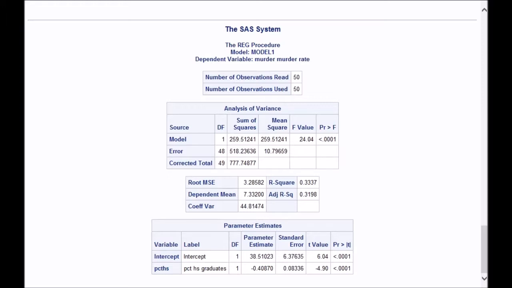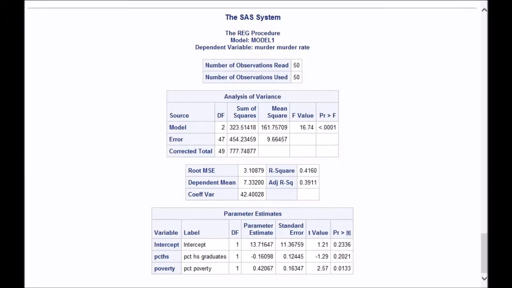So we're not going to focus too much on intercepts. We're going to focus instead on slopes. I'm now going to incorporate poverty as a second predictor into this model, and we'll see what happens. So now my R-square has jumped up. It was 0.33, now it's 0.42, so I'm explaining some additional variance as a function of incorporating both high school and poverty into the model.